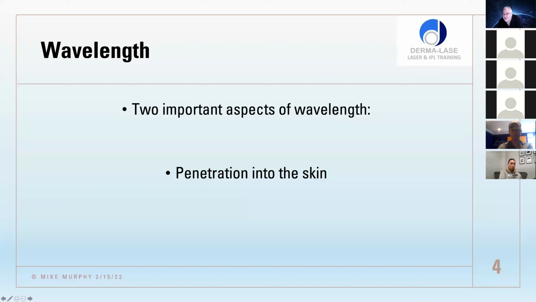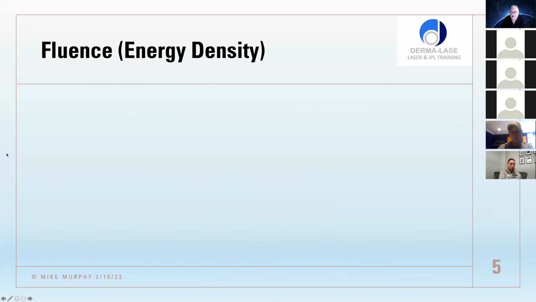Sorry guys, just trying to get rid of this noise. How far does the light penetrate into the skin? And the wavelength determines that. And then once the light has got into the skin, how much of that light is going to be absorbed by the melanin in the hair? Because that's what we're trying to do. You're trying to get this energy into the hair so it heats up and then hopefully destroys it.